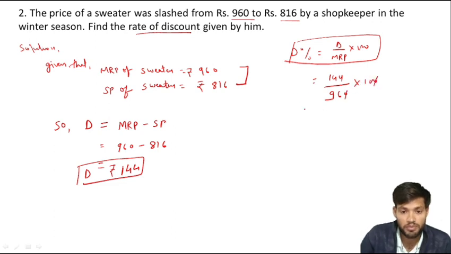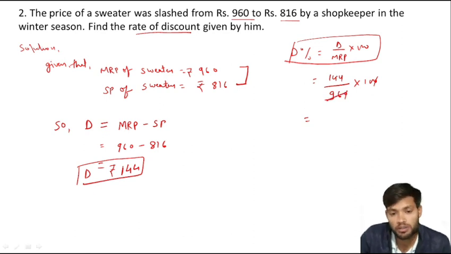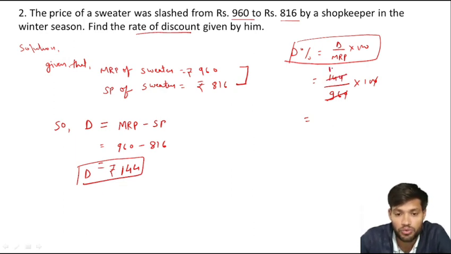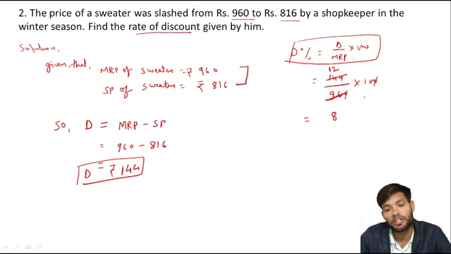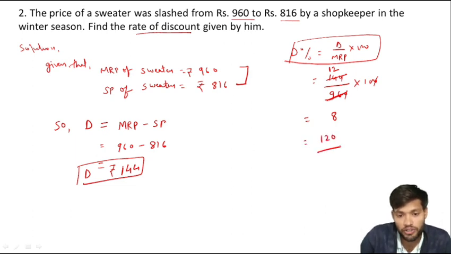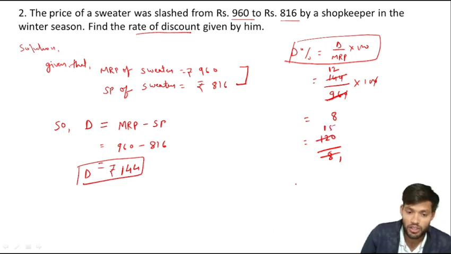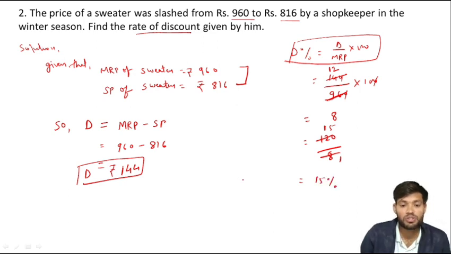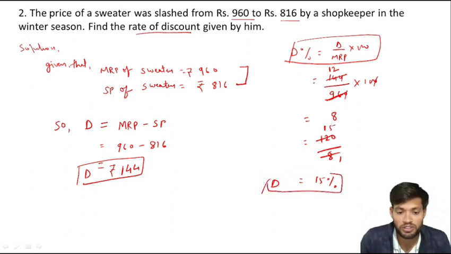Now 0 cancels with 0, and now 12 is a factor of both the numbers. 12 ones are 12, 12 twos are 24, 12 eights are 96. Now 120 upon 8. 8 ones are 8, 8 fives are 40. That means 15% discount is given by the shopkeeper on a sweater. So finally discount percentage is equal to 15%.